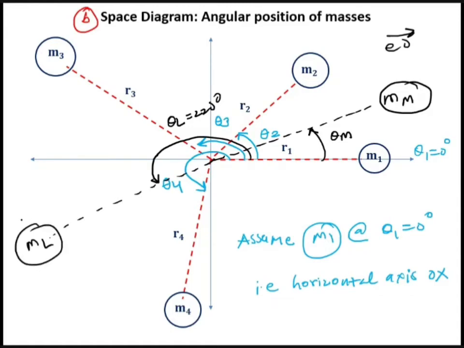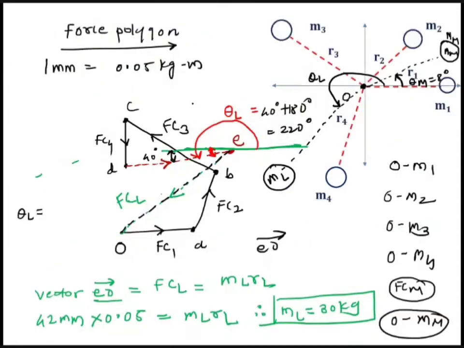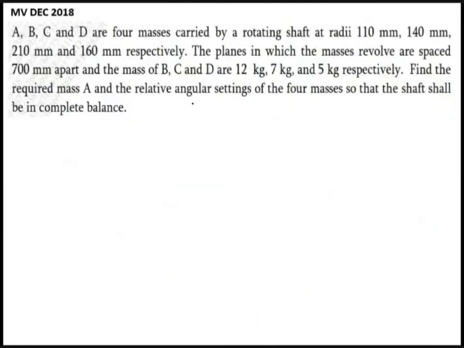Now this system is called a completely balanced system with masses m1, m2, m3, and m4, and masses MM and ML. So now what I have done, I have calculated the magnitude of masses MM and ML, and also the position of these masses, that is theta M is equal to 8 degrees and theta L is equal to 220 degrees. So I hope you have understood this. This is how you have to balance the several masses rotating in different planes. Okay. So this is how you have to draw the couple polygon and the force polygon diagram.